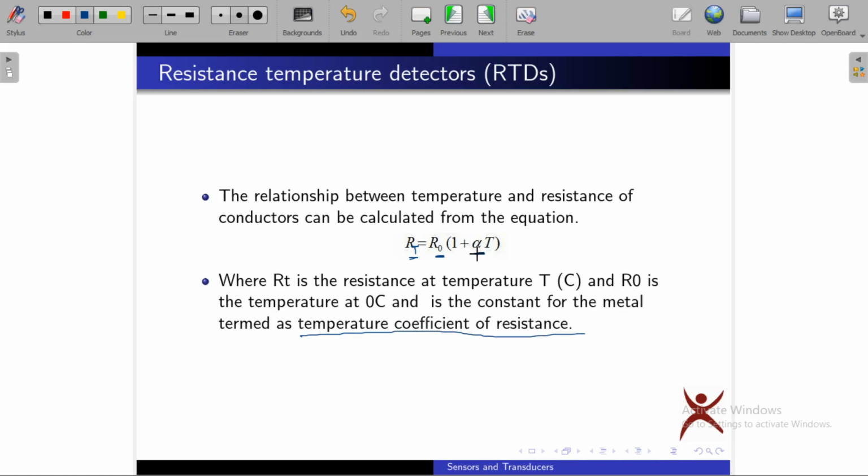Alpha will be different for different metals. It is constant for a particular metal, and it is termed as temperature coefficient of resistance. For any particular metal, this alpha is constant. This alpha is called temperature coefficient of resistance.